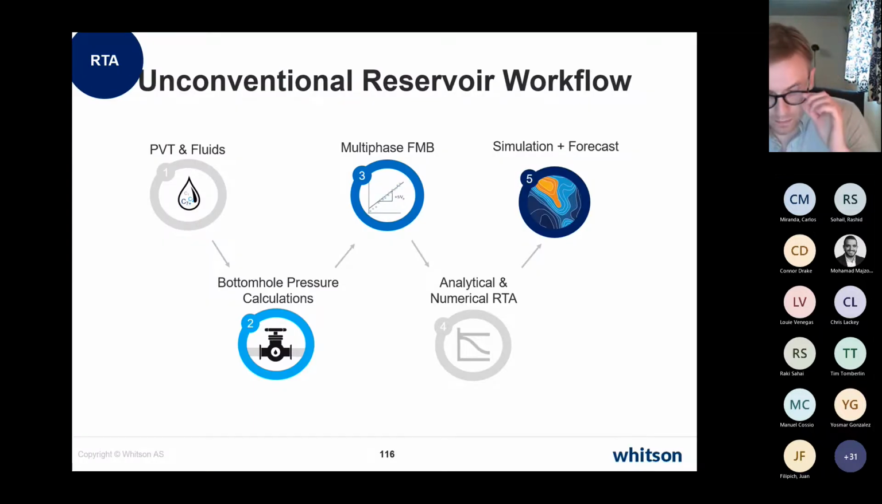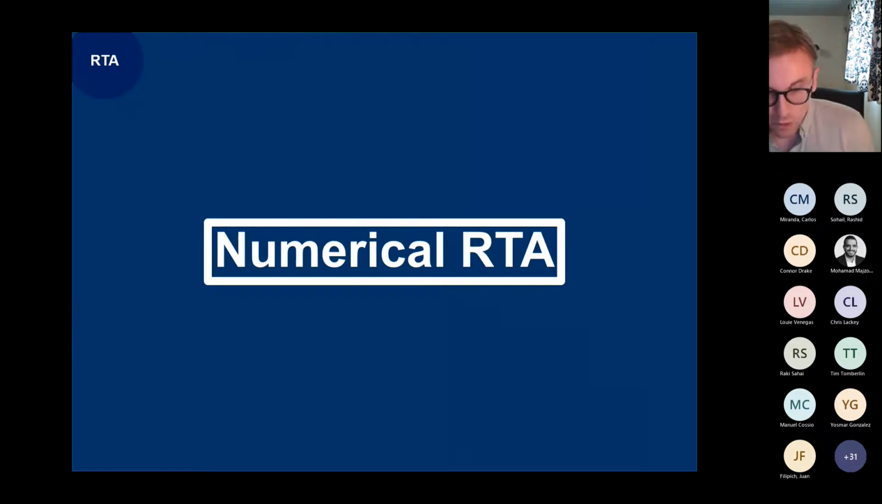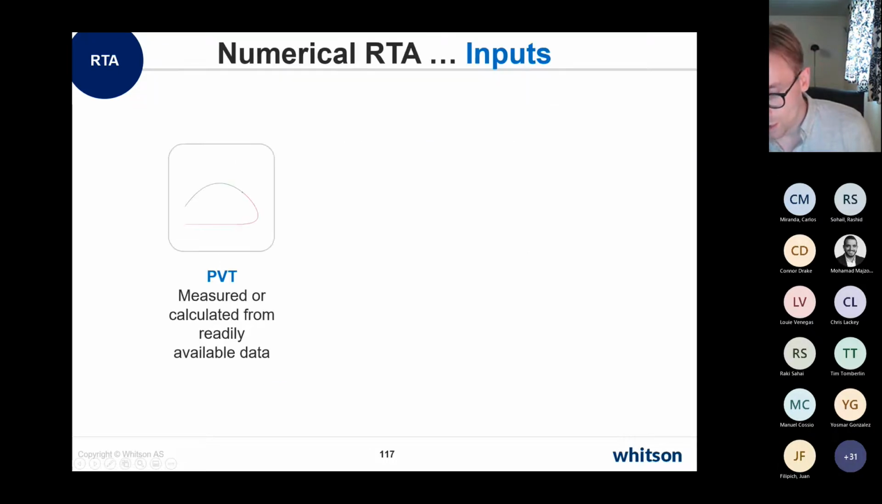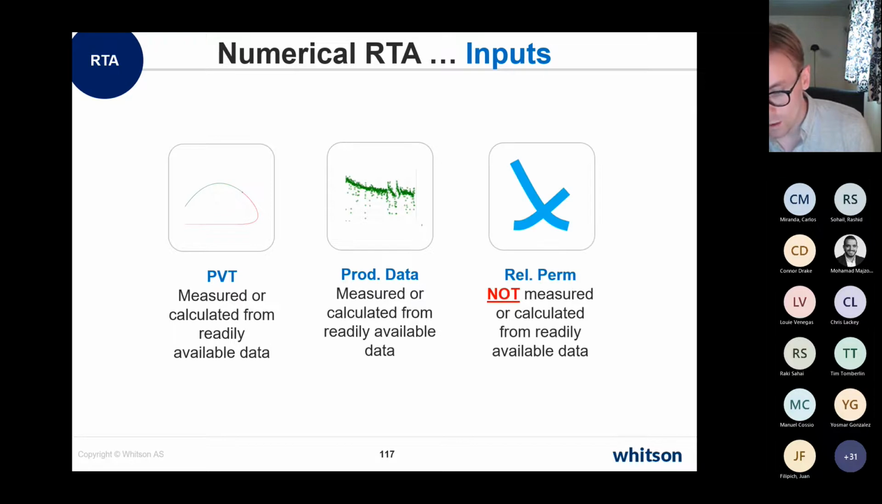The next topic is the numerical RTA. We'll take that one step forward now before we take a break, and then I think we do fractional RTA before we start some of the exercises. The numerical RTA is also step number 4 here. Just to remind us of the inputs here: PVT, production data, and rel perms.